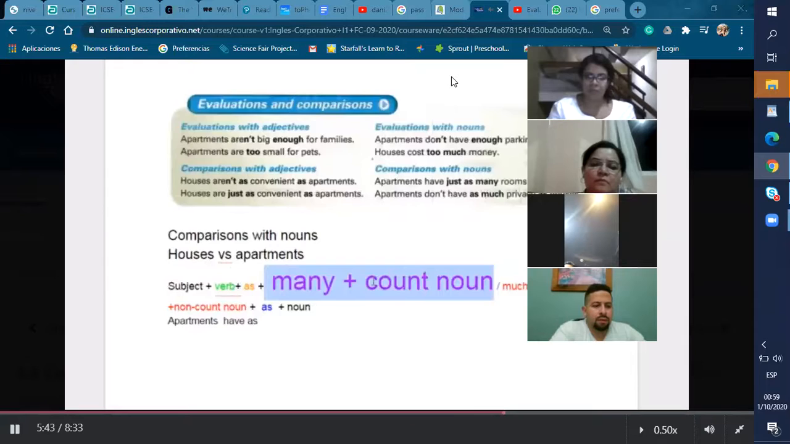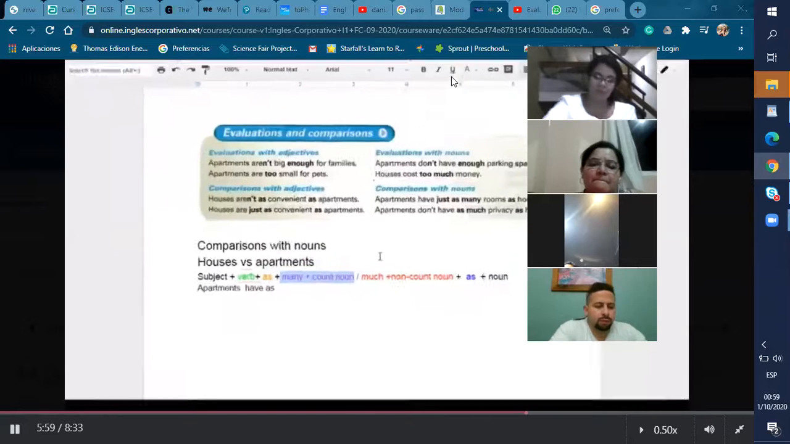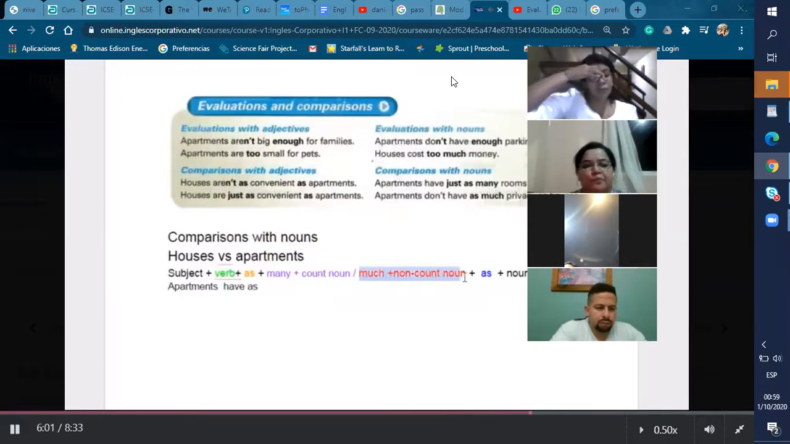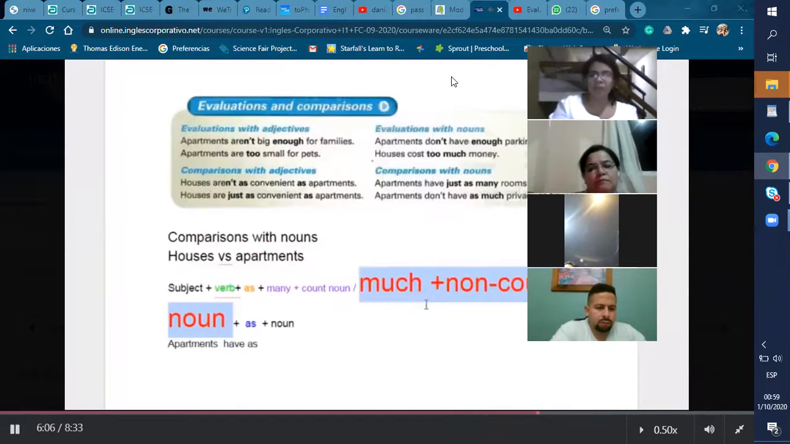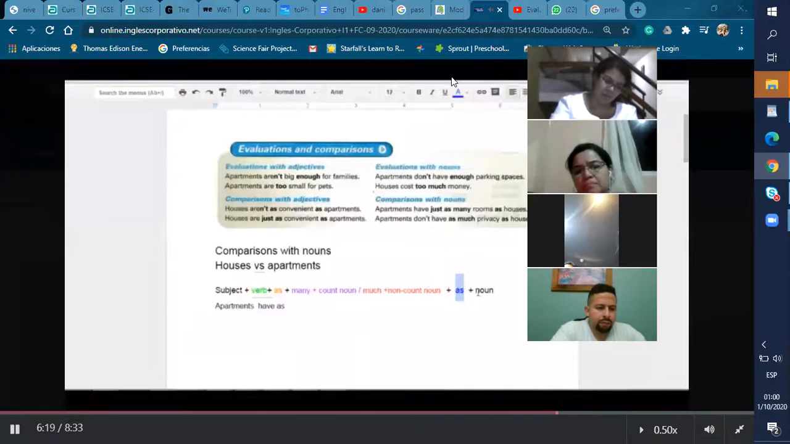And what do we mean by count nouns? Well, count nouns are those things that you can easily count. If you recall the previous lesson that we saw where we talked about count nouns and non-count nouns, we said that count nouns are those things that you can easily count. Or this will follow much plus a non-count noun. So I want you to look at that for a moment now. And what do we mean by non-count? Well, again, recalling the previous lesson that we saw, we learned that non-count nouns are those things that are difficult to count. And then it's going to follow as plus some sort of noun.